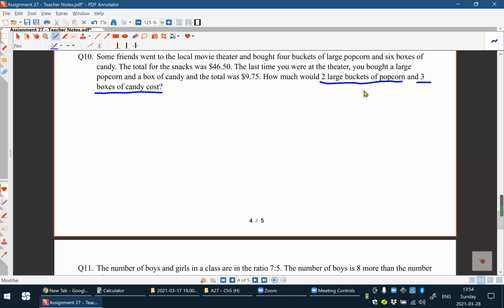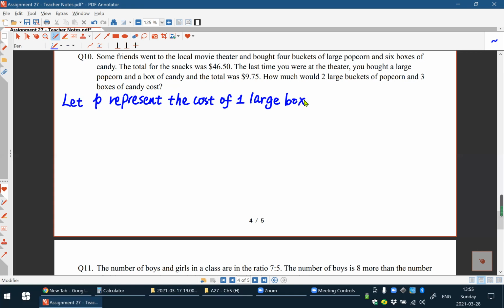Well, if you know the unit price per bucket of popcorn and the unit price of a box of candy, it's easy to solve the total price, right? So first of all, it's better to solve the unit price first. So again, we use 2 letters to denote unit price. Okay, suppose we use P for popcorn. Okay, so let me use P represent the cost of 1 large bucket of popcorn.